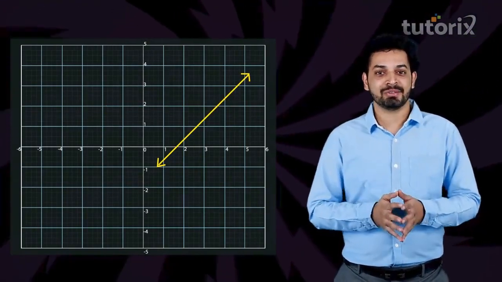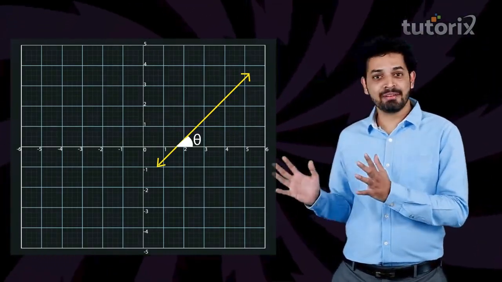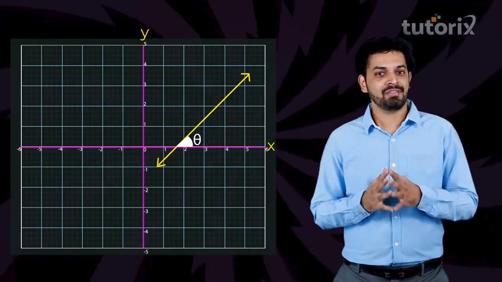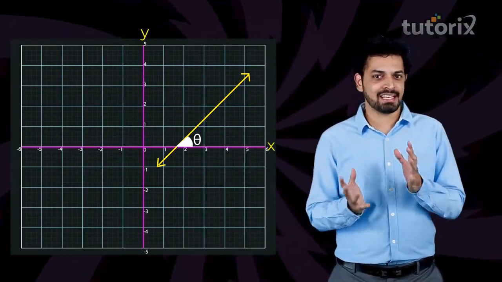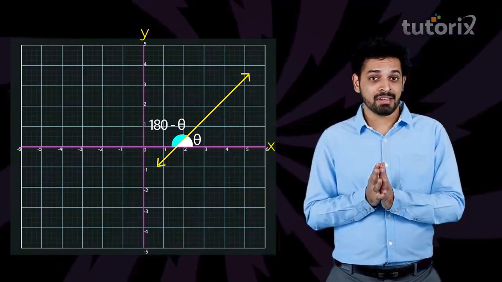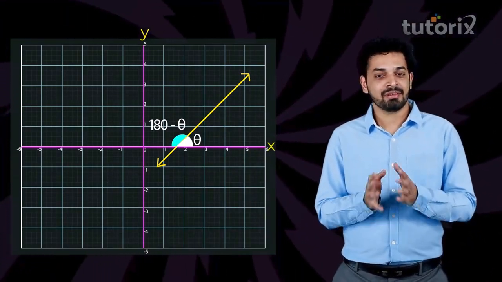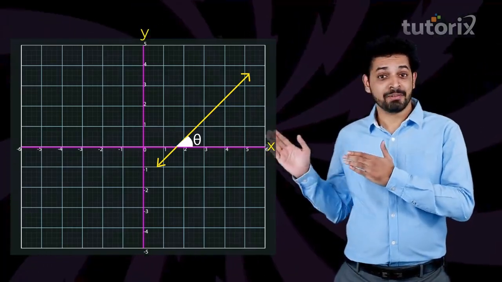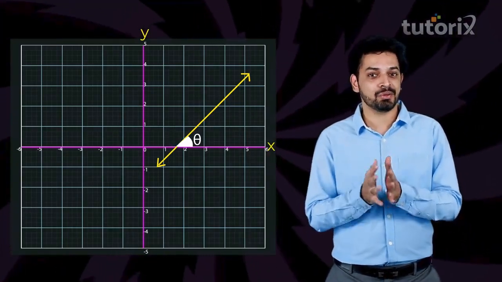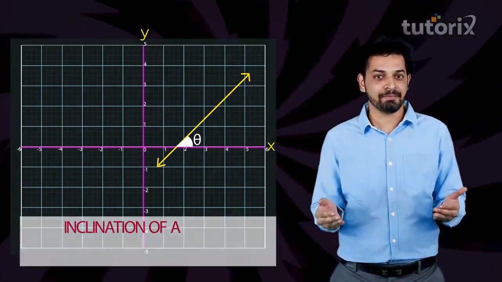Well, the most common way to represent the steepness of a line is using the angle that the line makes with the x-axis. And we know that every line makes two angles with the x-axis, right? One with the positive direction and one with the negative direction. And both of these angles are supplementary and add to 180 degrees. But normally, the angle that is made with the positive direction is used to represent the orientation of a line, and this angle theta is called the inclination of a line.